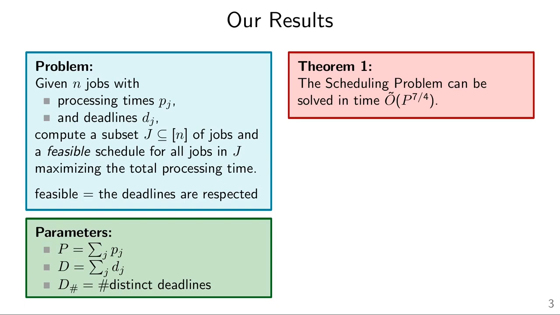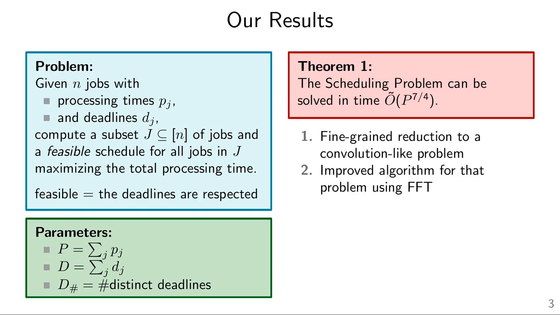So first, we establish a fine-grained reduction to a convolution-like problem. Fine-grained meaning that the reduction closely preserves the running time and carries over improvements of that convolution-like problem to our scheduling problem. Okay, and the second step, well, we just improve the convolution-like problem. The main tool, as it turns out, is the fast Fourier transform. Okay, so we can actually solve our scheduling problem in time p to the 7 quarters, which is, of course, an improvement in the case where p is relatively small in comparison to n.